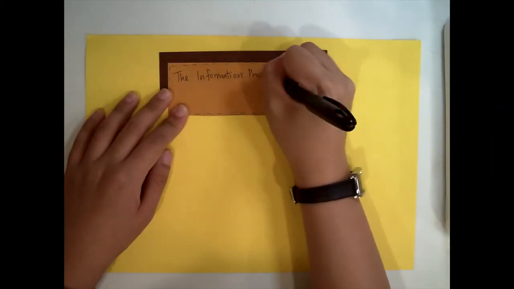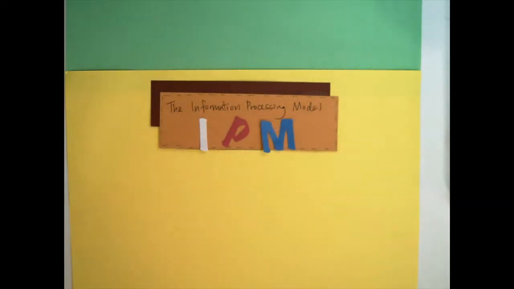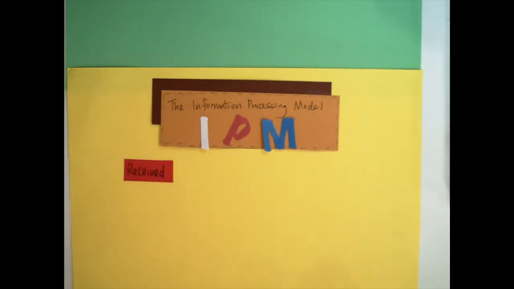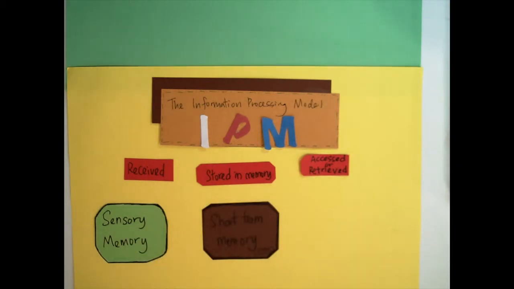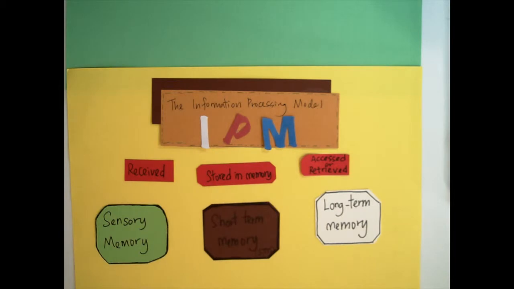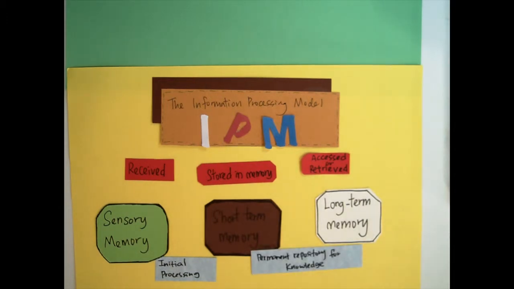The Information Processing Model, IPM. IPM is a model that explains how information is received, stored in memory, and accessed or retrieved. IPM consists of three main components: sensory memory, short-term memory, and long-term memory. Sensory memory and short-term memory enable people to manage limited amounts of incoming information during initial processing, whereas long-term memory serves as a permanent repository for knowledge.